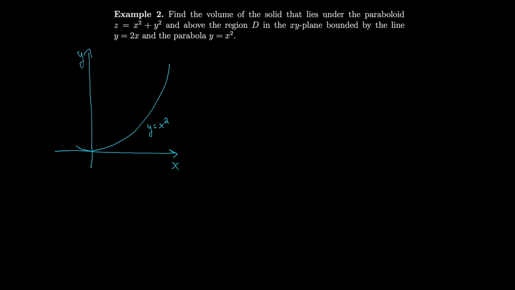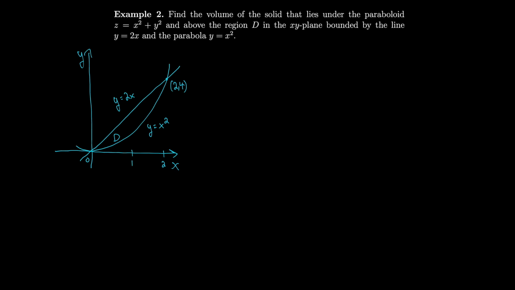And I need my other one, y equals 2x. So that cuts through like this. Okay, so this is my region D. And I would like to see where they intersect. Well, that's where 2x equals x squared. So x is just 2. So that's at (2, 4). And I could just put that underneath.